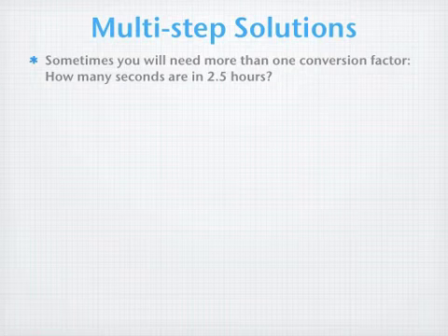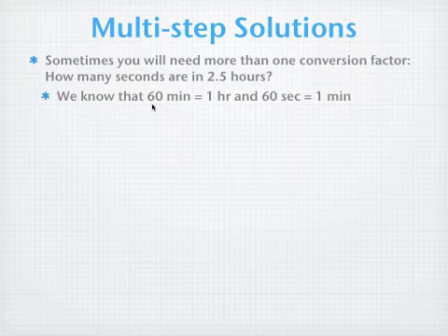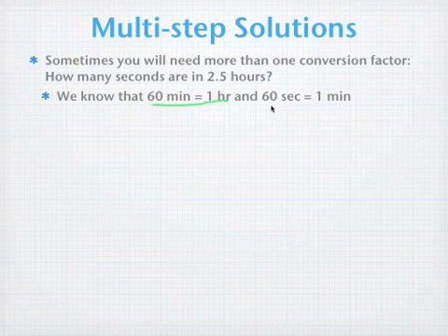Now sometimes you won't be able to solve the problem in one step. You'll need more than one step. So unless you know the conversion factor for hours to seconds, then we're going to have to use two conversion factors because we know that there are 60 minutes in 1 hour, and there are 60 seconds in 1 minute. I don't want you to combine these two conversion factors unless you do so explicitly and show me the math that's showing me how you combine these.